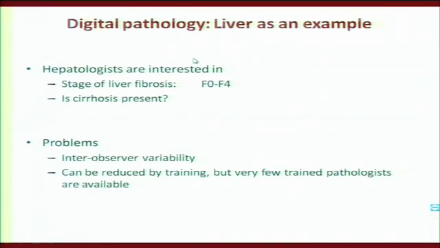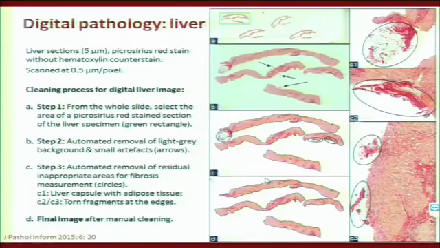What we are interested in patients with viral hepatitis and many other liver diseases is what's the stage of liver fibrosis. We classify this as F0, which is no fibrosis, F1, 2, 3, and F4, which is cirrhosis, and sometimes whether cirrhosis is present. The problem is there's a lot of inter-observer variability. Yes, it can be got rid of by training people, pathologists, but then there are very few trained pathologists available, and it will take many years before we are able to train people.